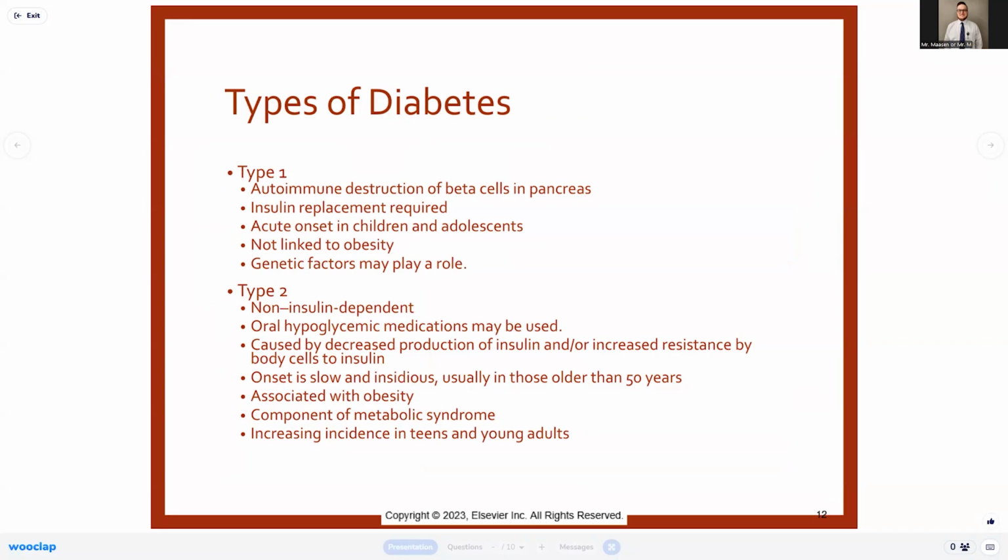So type 1 is usually characterized as an autoimmune disorder because our body generates antibodies that actually target specifically the beta cells of the pancreas. The beta cells are the ones that release insulin. So insulin is either produced very little or not produced at all by these patients, and so they require insulin replacement therapy.